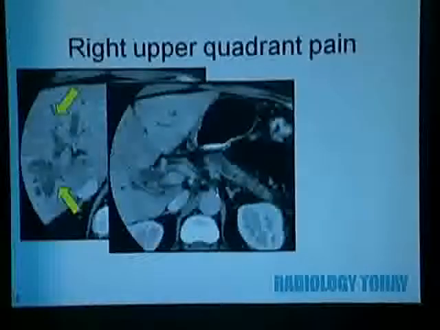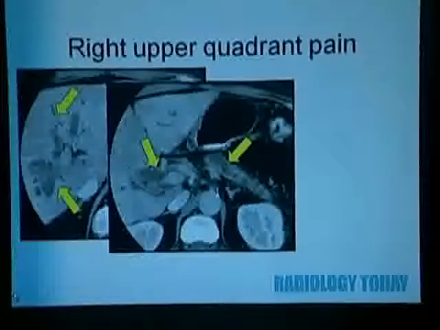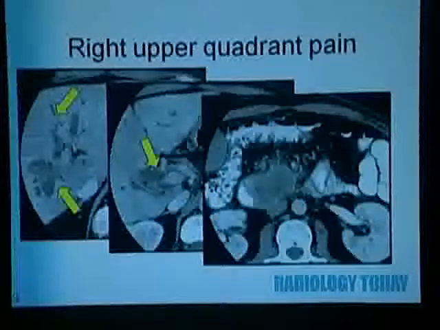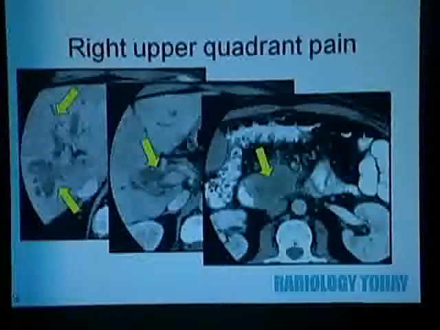We can see that there's intrahepatic ductal dilation. This is the same case, as well as dilation of the common bile duct and the pancreatic ducts. And this is all leading to a pancreatic head mass, which was quite extensive. This is a pancreatic adenocarcinoma. At the time of this examination, using this tailored CT, we were able to stage it.